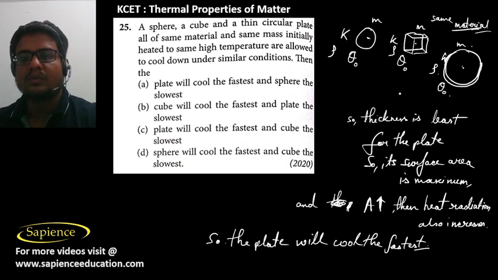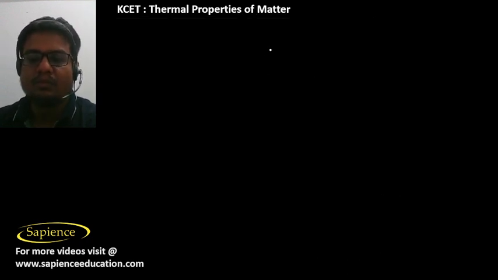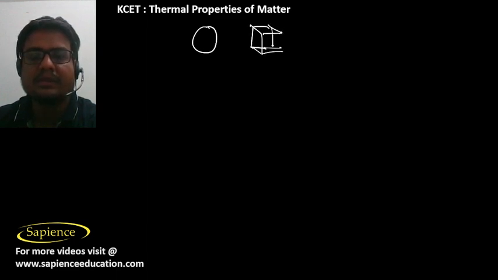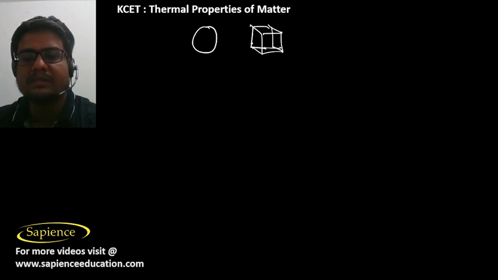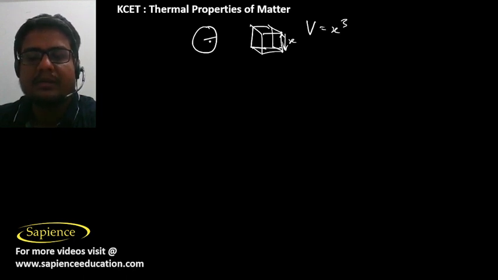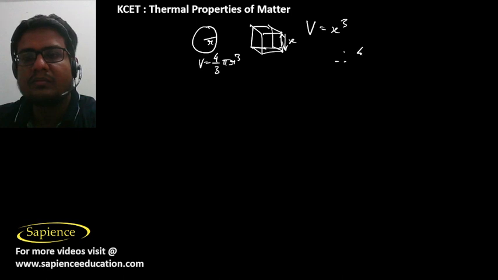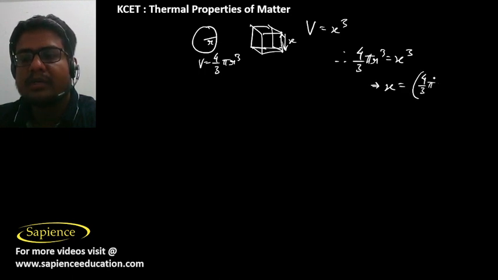The density of the sphere and the density of the cube are the same, and their mass is also the same, so their volume should also be the same. If a sphere and a cube have the same volume, which one has lesser surface area, that we have to find. Suppose the side length of the cube is x, then the volume of the cube is x cube, and if the radius of the sphere is r, then the volume is 4 by 3 pi r cube. Therefore 4 by 3 pi r cube is the same as x cube.